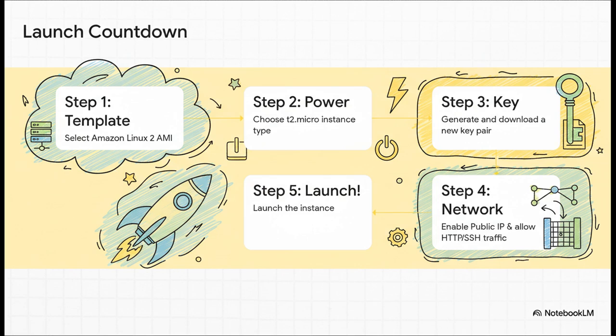First, we choose our template. That's the Amazon Linux 2 AMI. Second, we pick our power, the free T2 Micro. Third, we create and download that unique key that only we have. Fourth, we set up the network, basically just telling it to have a public address and opening the gates for web traffic and for us. And then we just hit that big, beautiful launch button.